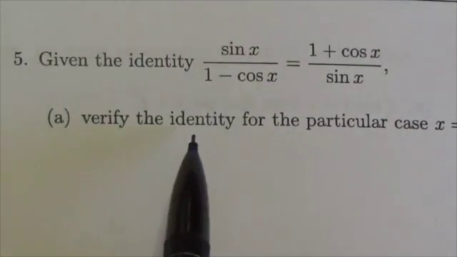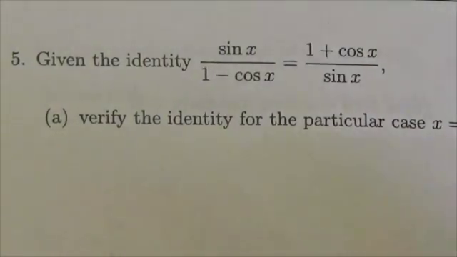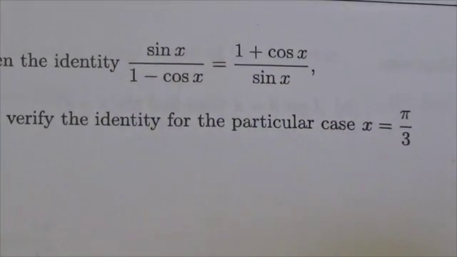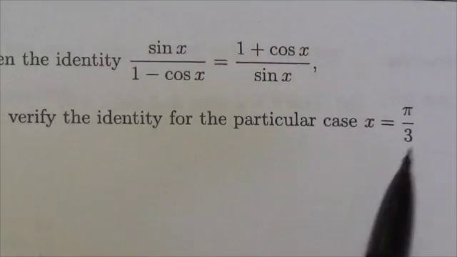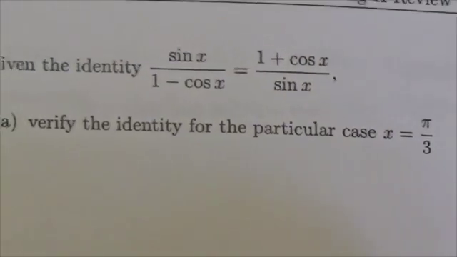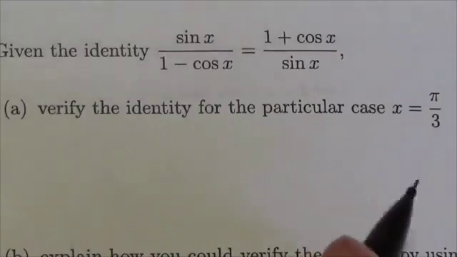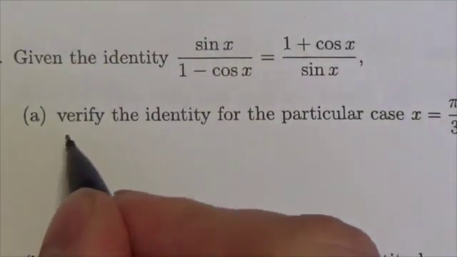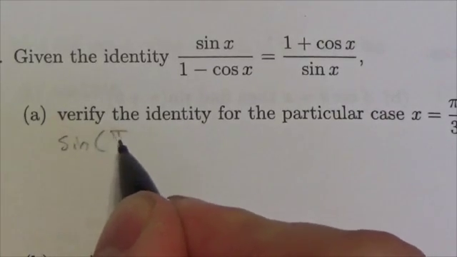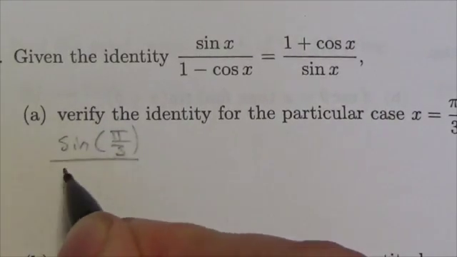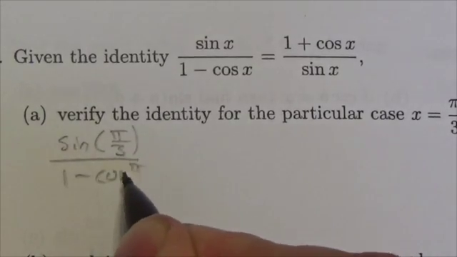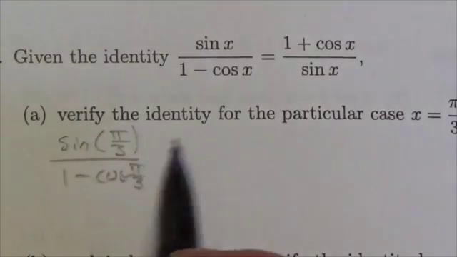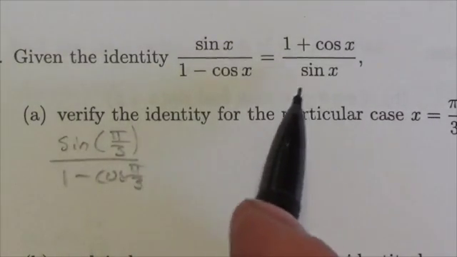It says verify the above identity with the particular case that x is equal to pi over 3. Okay, so when we're verifying, all we're doing here is plugging that in. Now there are other ways that are acceptable here in terms of verification, but what we really want people to do is take that pi over 3 and substitute it in, so this will become sine of pi over 3 over 1 minus the cosine of pi over 3. Okay, and we're going to try to establish that that is equal to 1 plus cosine of pi over 3 over sine of pi over 3.